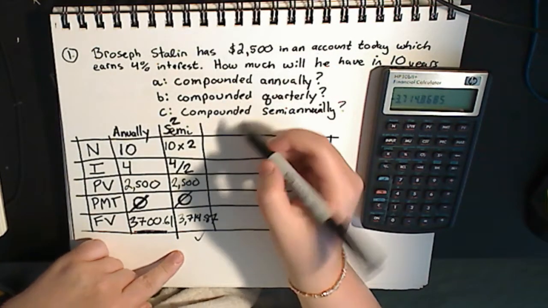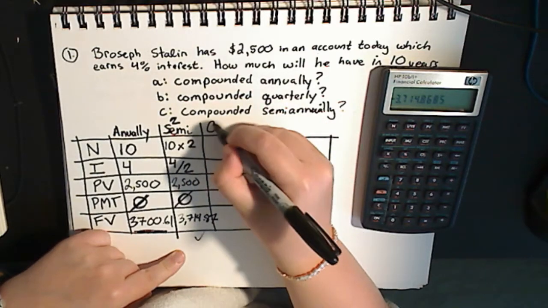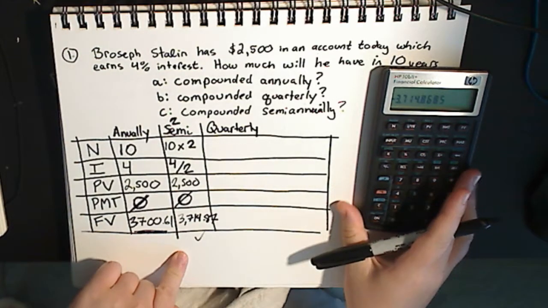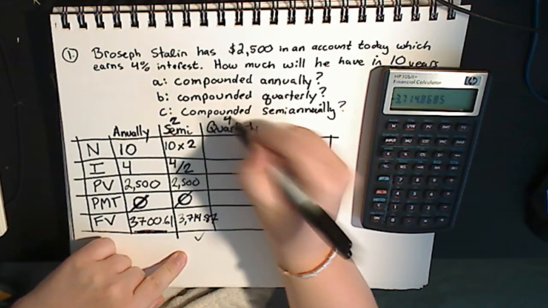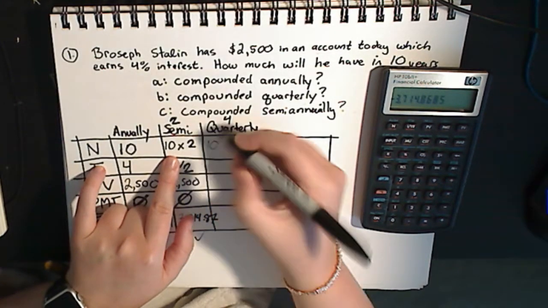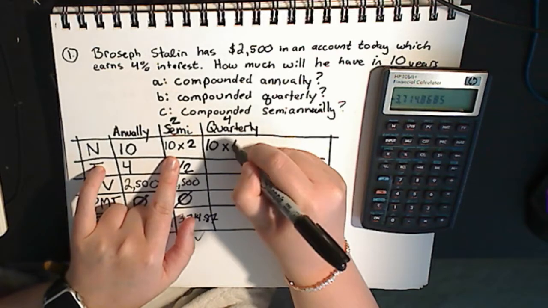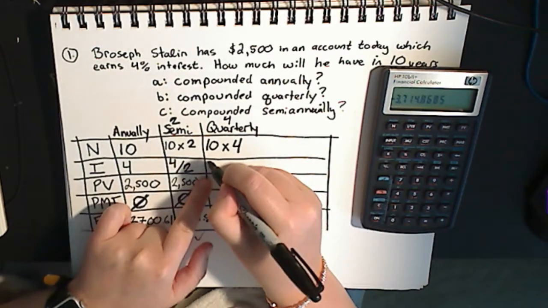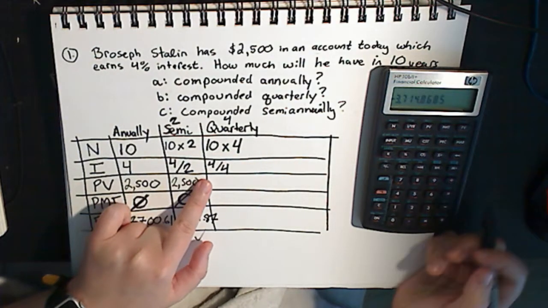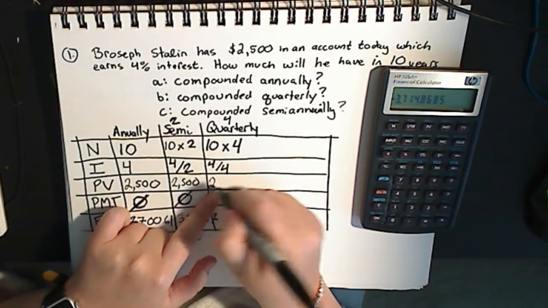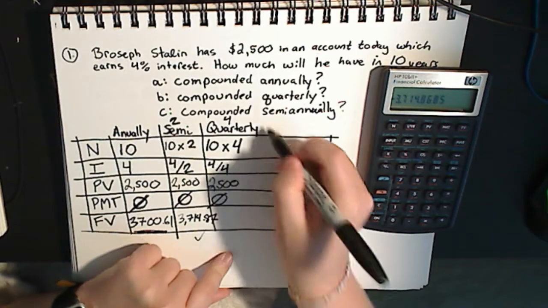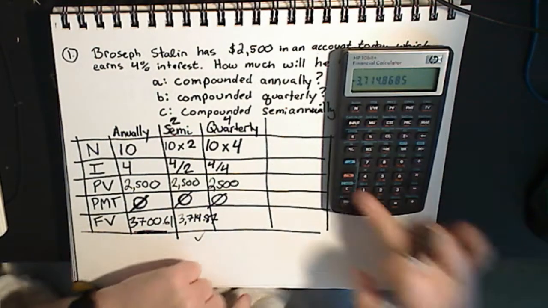So let's do the same thing with quarterly. So quarterly is 4 periods a year. So we're going to do 10 years times 4 periods, and then 4% interest rate over 4 periods. Present value is still 2,500. Payment is still 0. Let's go ahead and punch that in.